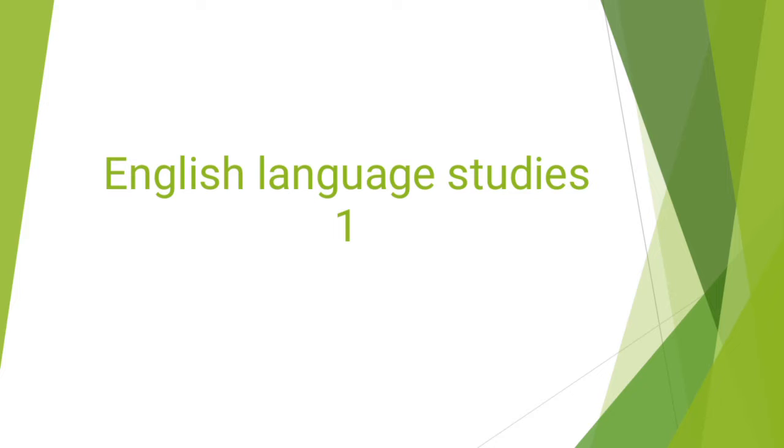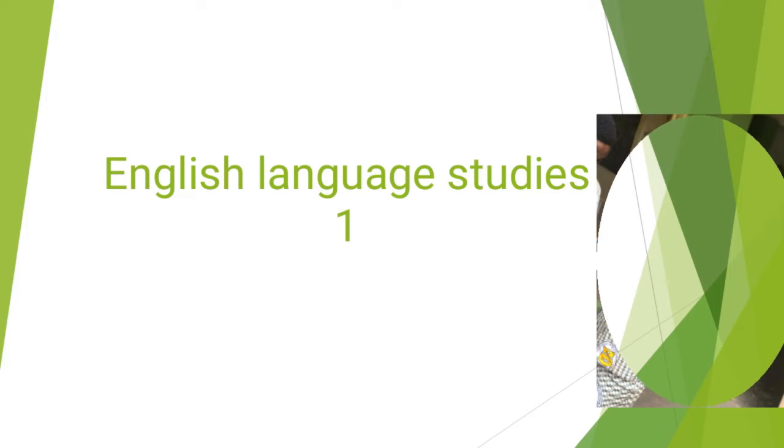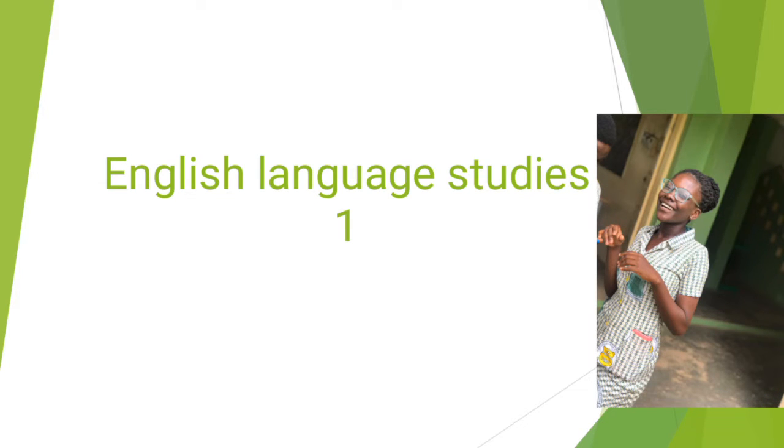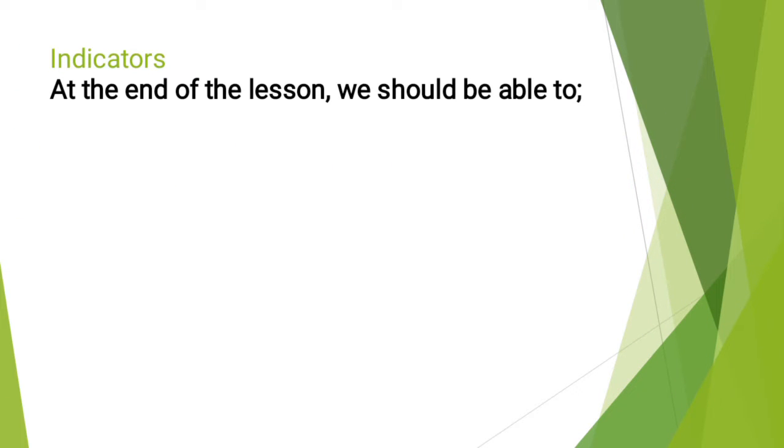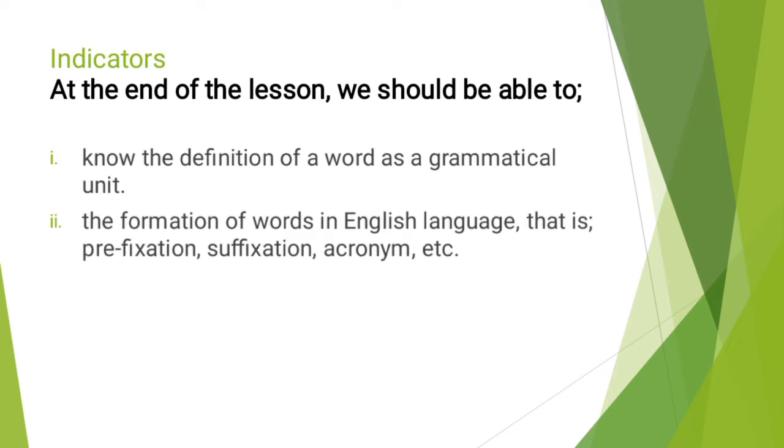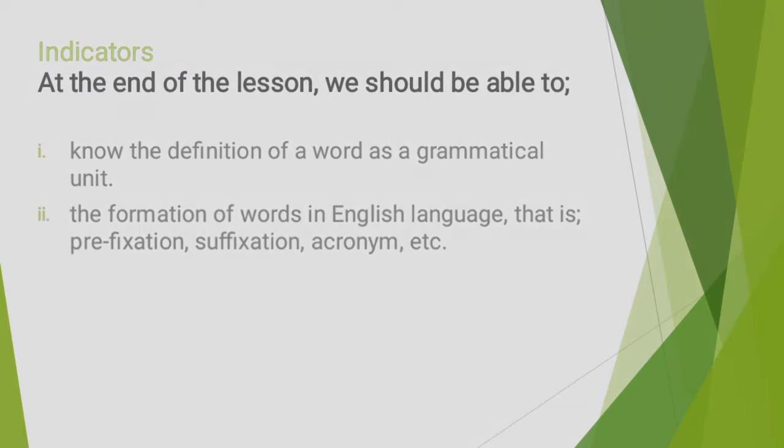Alright, so in our English Language Studies 1, we'll be looking at a word as a grammatical unit. But before then, let's look at some of the indicators. At the end of the lesson, we should be able to: 1. Know the definition of a word as a grammatical unit. 2. Know the formation of words in English language, that is prepositions, subposition, acronym, and the others.